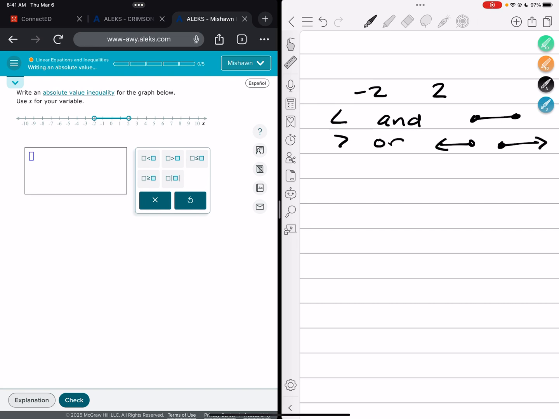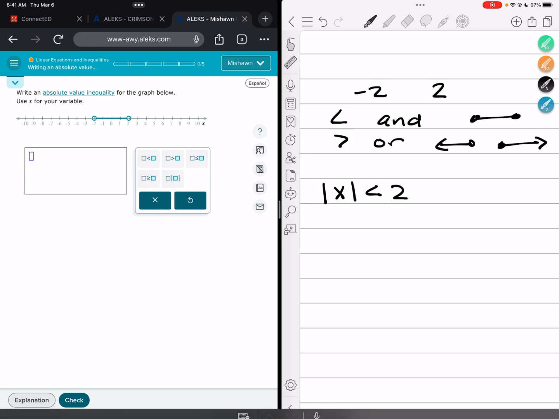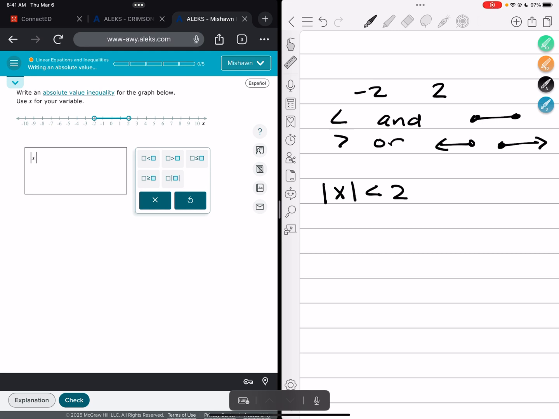So when I'm looking at this guy on the left, I can tell it's an and statement. So I'd go absolute value of x is less than, and then I do the positive number, which would be 2. So that's what I'm going to go ahead and put right here: absolute value of x is less than 2, which we can check.